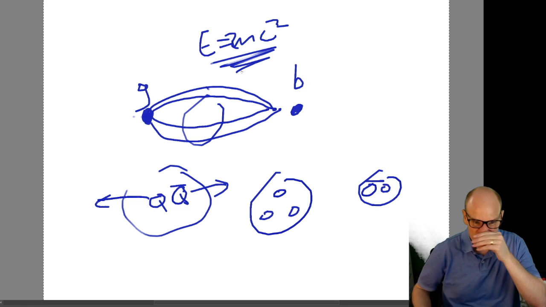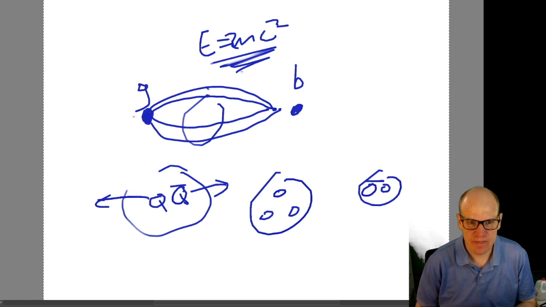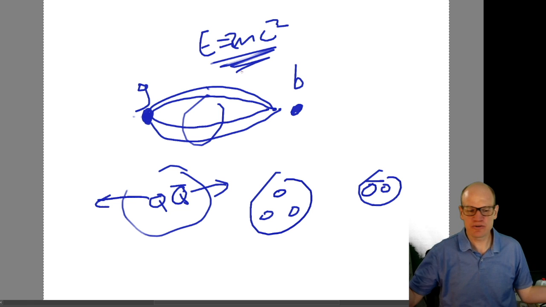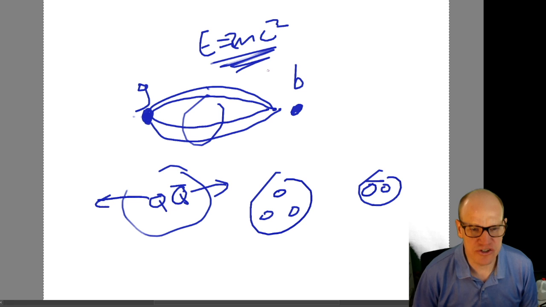So that's cool. That tells you, well, there you go. There's nuclear physics, all in a nutshell. Any questions on nuclear physics? All right, what else is going on here?